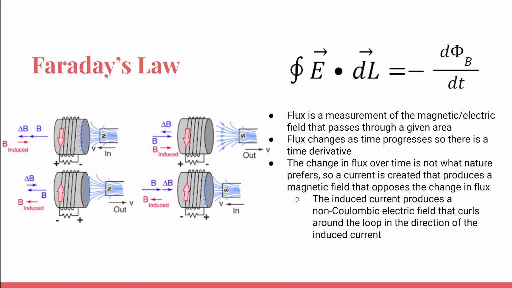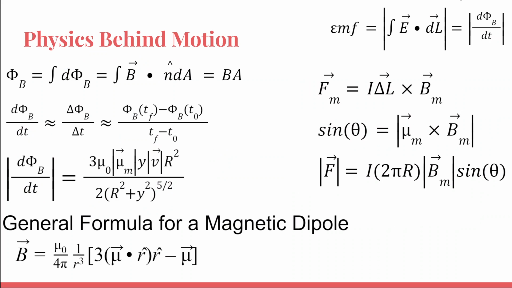Now that we have a basic understanding of how electric and magnetic fields behave in space, we can connect all our fundamental ideas into a single universal law called Faraday's law. For a magnetic field, Faraday's law says that as the magnetic flux through a surface changes over time, an induced current is produced along the border of the surface that opposes the change in flux. As the induced current is produced, a non-Coulombic electric field is produced that curls around the surface border in the direction of the induced current.